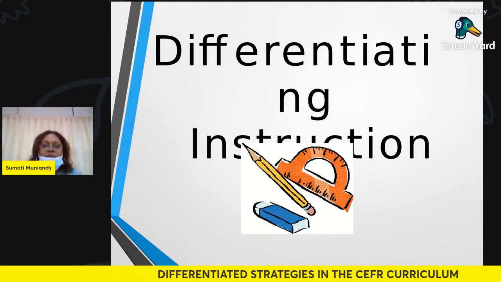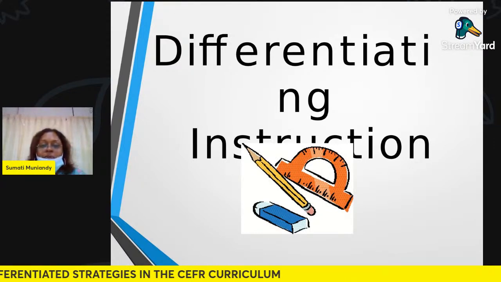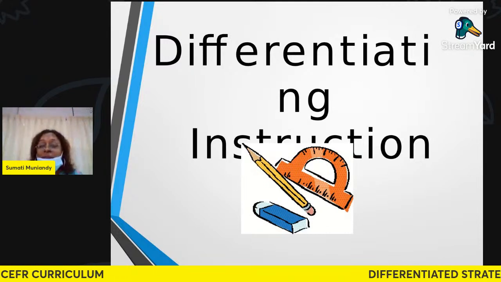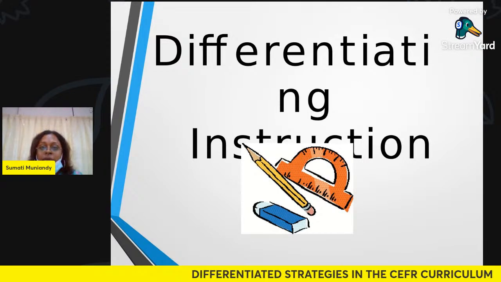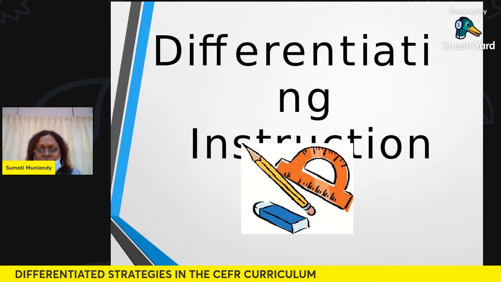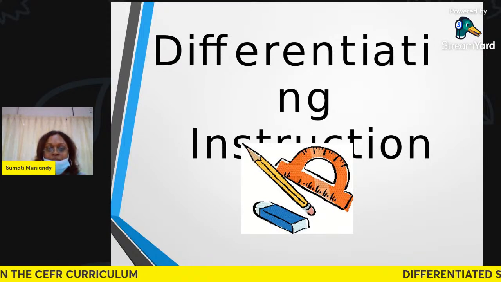Okay. So, differentiated strategies. I'm going to share with you some of the strategies that you can apply in your classroom. There are many, but this is part of them. You can apply all these methods. It's also related to formative assessment actually. So you can try.